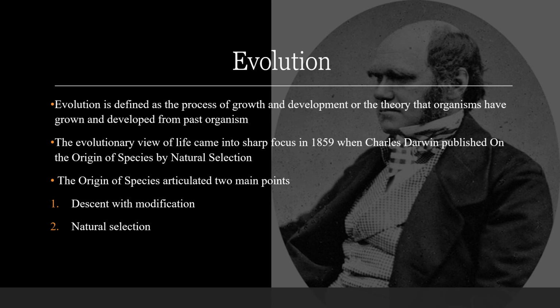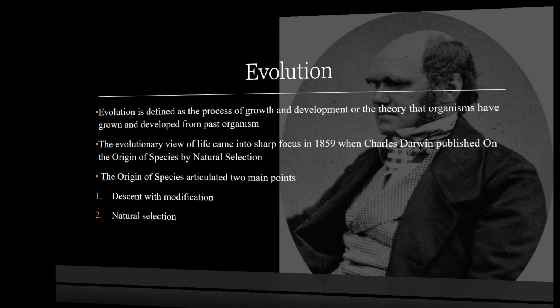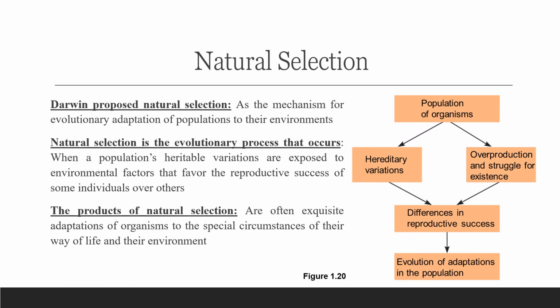The Origin of Species articulates two main points. First one is descent with modification, and the second one is natural selection. Darwin proposed natural selection as mechanism for evolutionary adaptation of populations to their environment. Natural selection is an evolutionary process that occurs when a population with heritable variation is exposed to environmental factors that favor the reproductive success of some individuals over others.